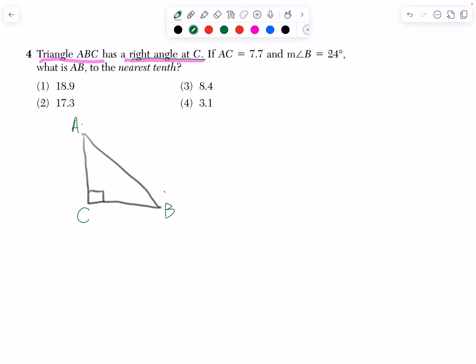A, B, C. And so here we have AC is 7.7. Measure of angle B is 24 degrees. And we want to find the measure of side AB to the nearest tenth. So once again, anytime you're dealing with right triangles, your brain should be split into two parts. It's either a SOHCAHTOA problem or a Pythagorean theorem problem.